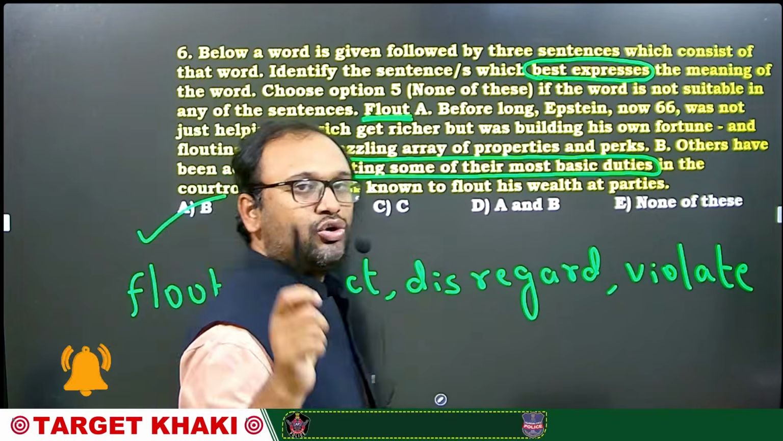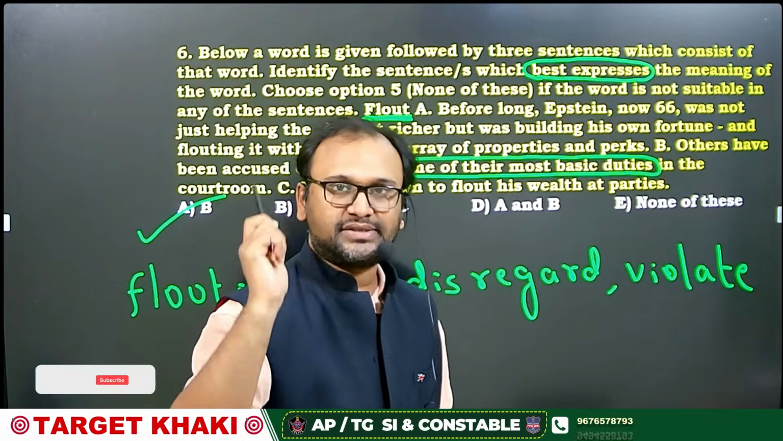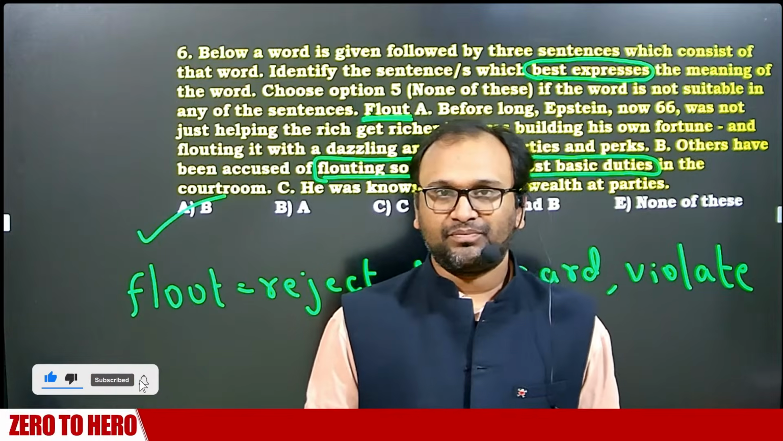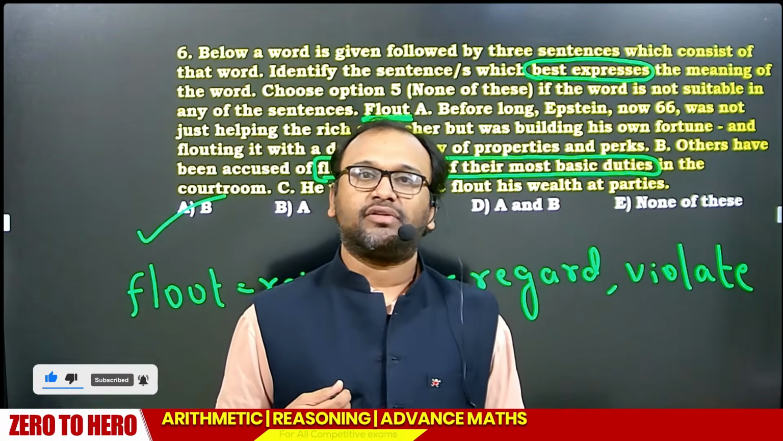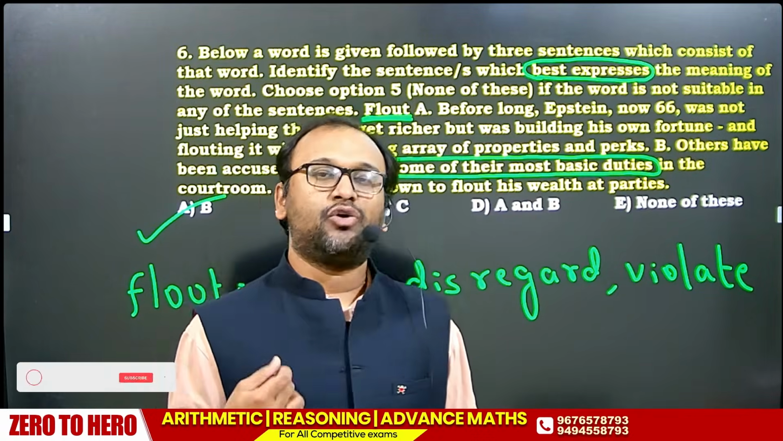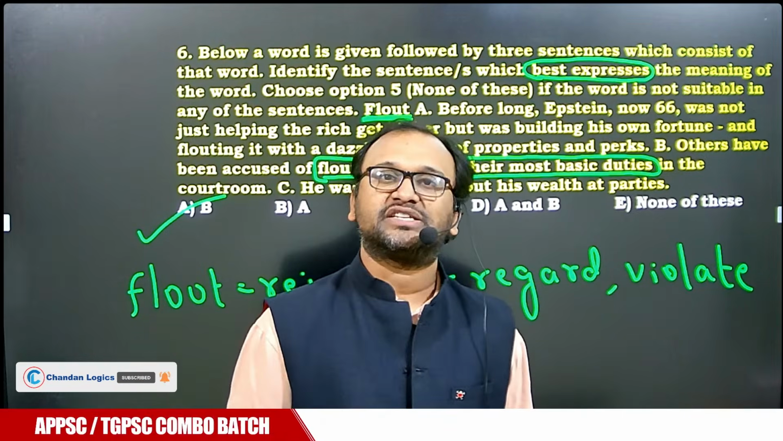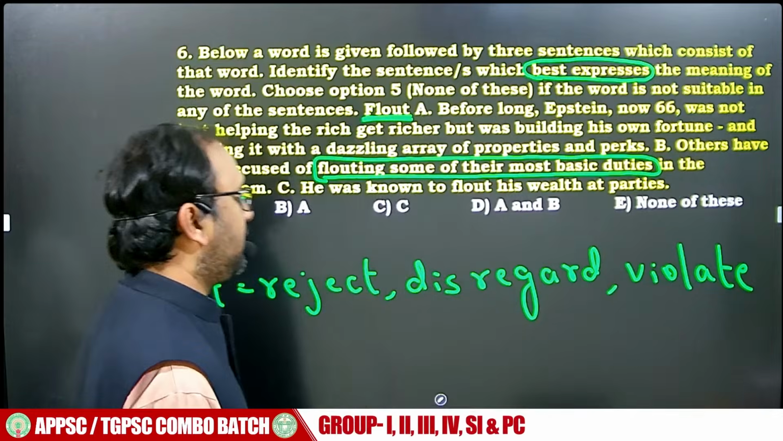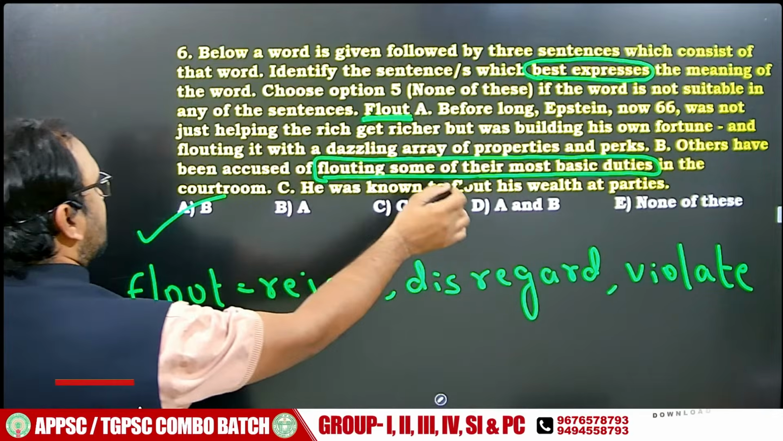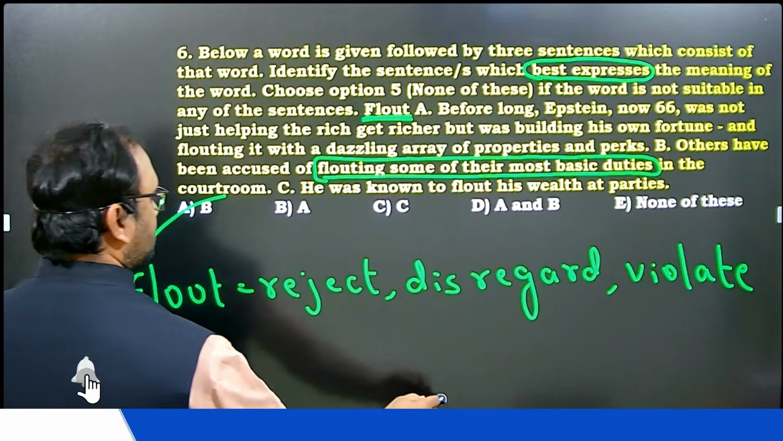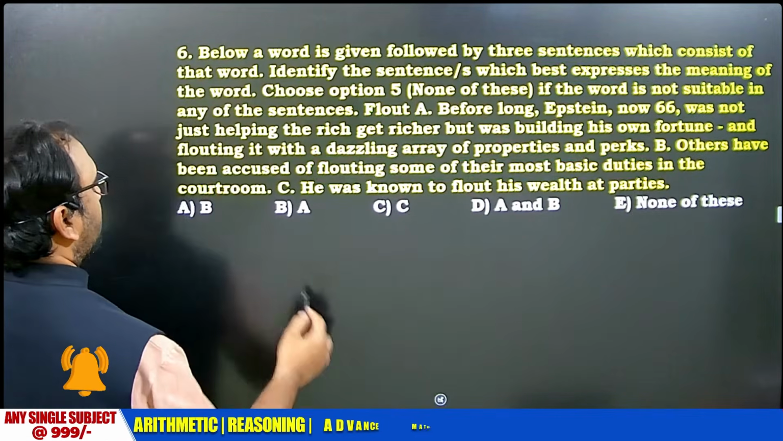Don't flout your responsibilities. As a teacher, I must never flout my duty. As a teacher, I must never flout my responsibility. So flout my duty means violation of the duty. I cannot flout my responsibility. So only the second sentence is correct. Rest of the sentences are incorrect.